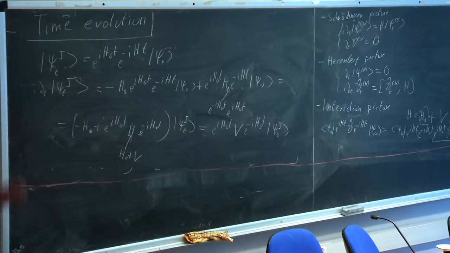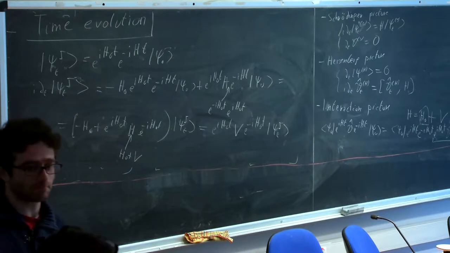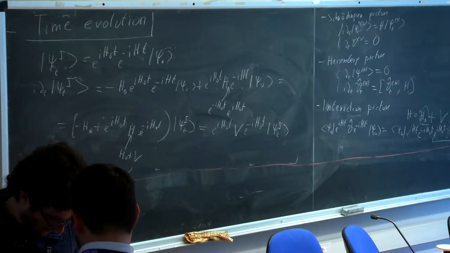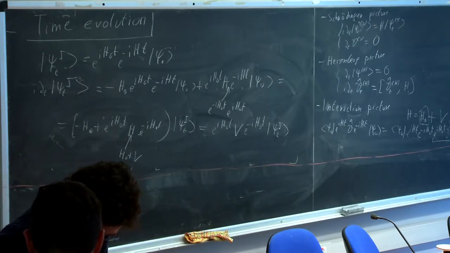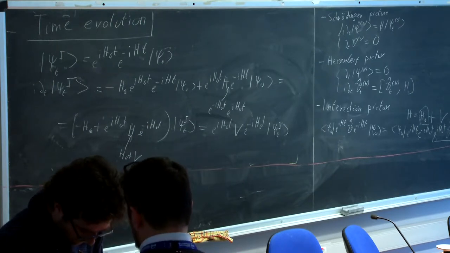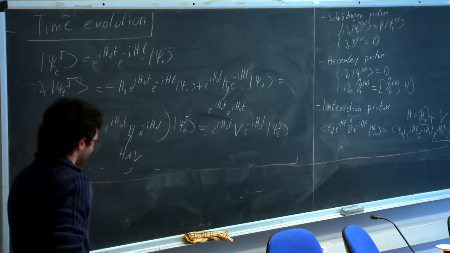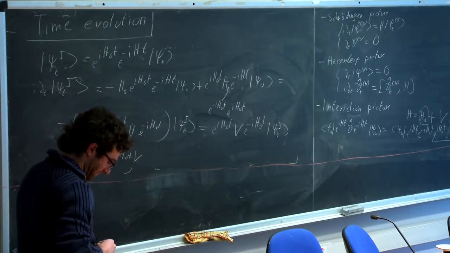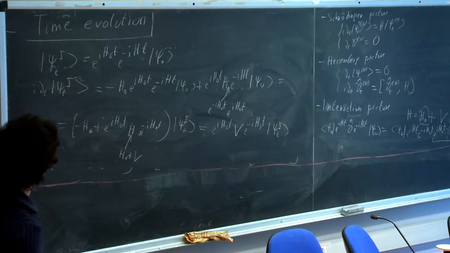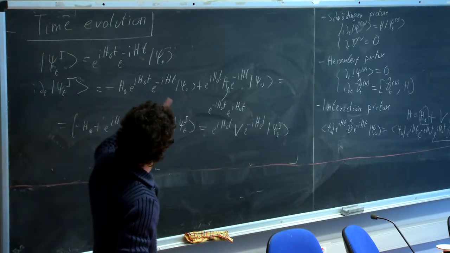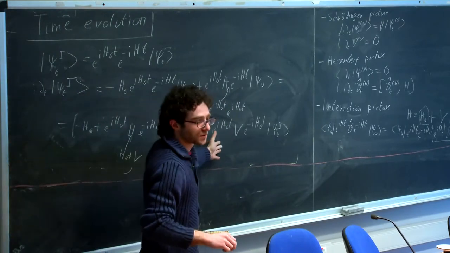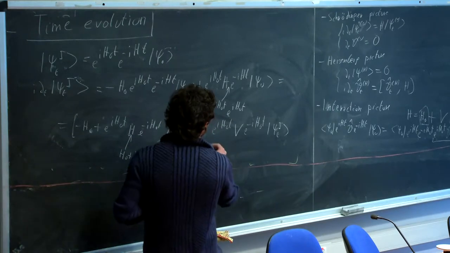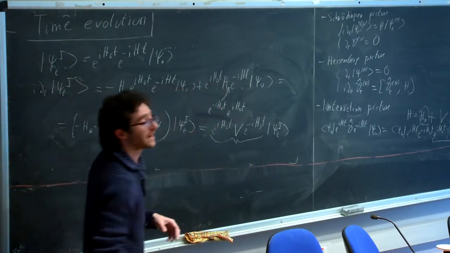So we found the time evolution of the state in the interaction picture. So we have the time evolution. Now you see that it satisfies the same equation as before. So it's like a Schrodinger equation, but now this operator here depends on the time.